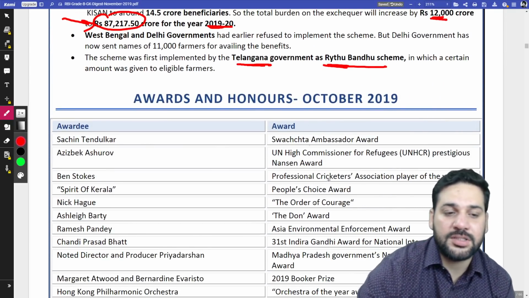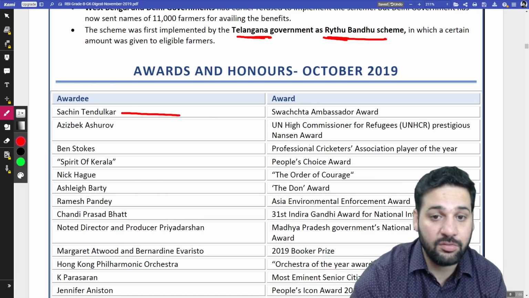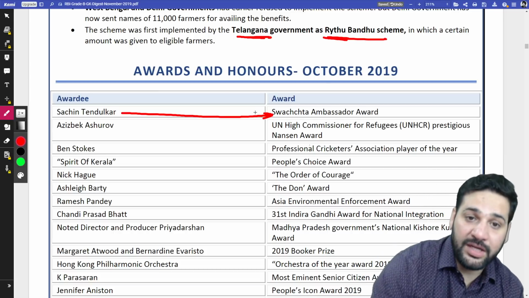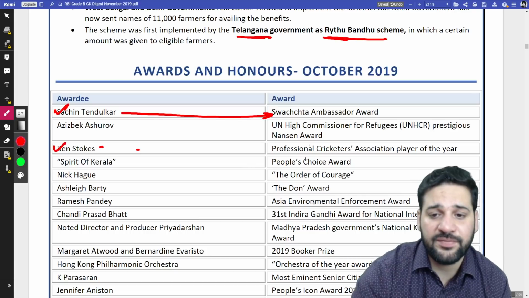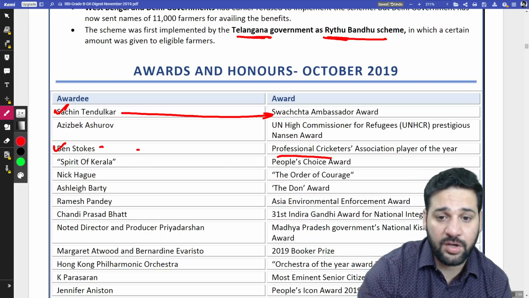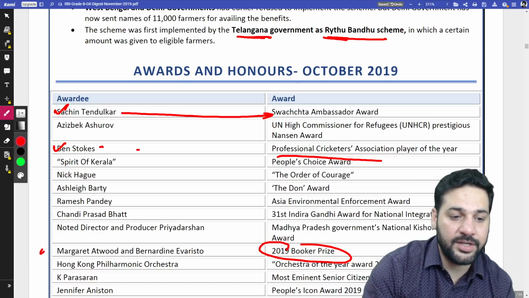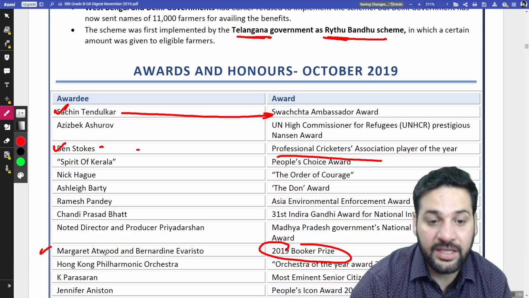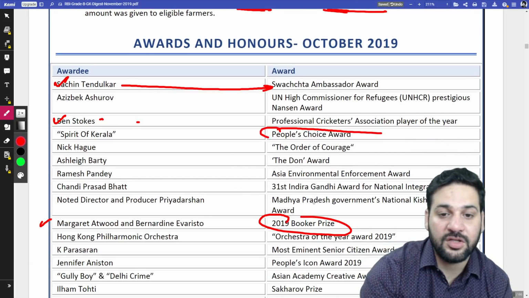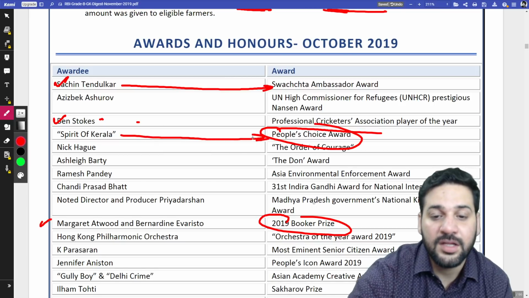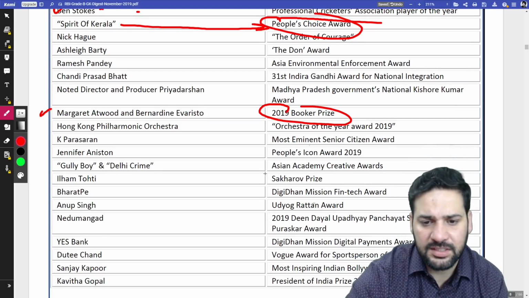So awards and honors are really important. Some of these awards are very important. Sachin Tendulkar won the Swachhta Ambassador Award. Ben Stokes won the Professional Cricketers Association Player of the Year Award. The 2019 Booker Prize is really important: Margaret Atwood and Bernardine Evaristo. Some of the People's Choice Awards, the Spirit of Kerala, are really important. Don's Award is important, I would say. Some of the awards are really important.